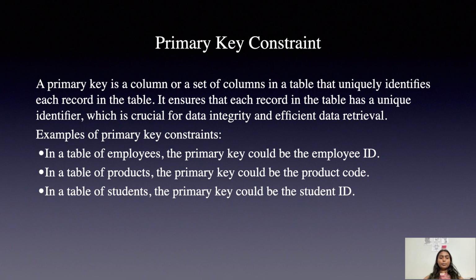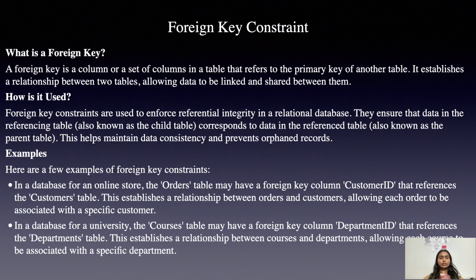Examples of primary key constraints. In a table of employees, the primary key could be the employee ID. In a table of products, the primary key could be the product code. In a table of students, the primary key could be the student ID.